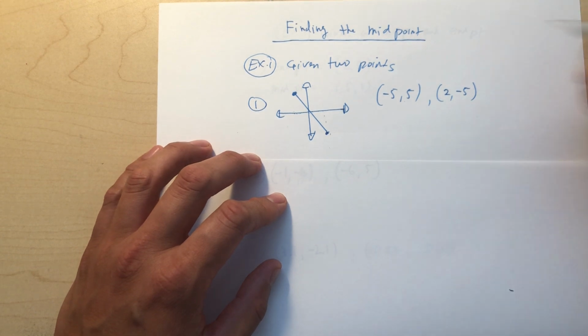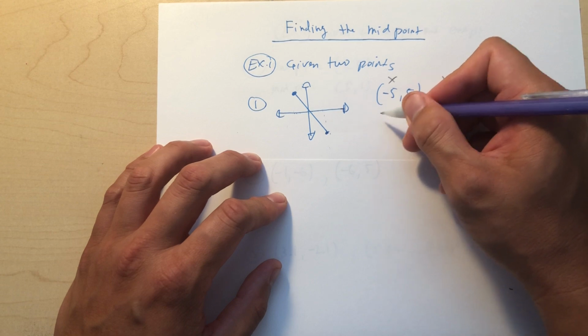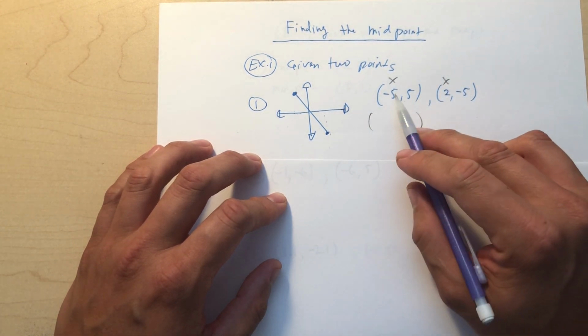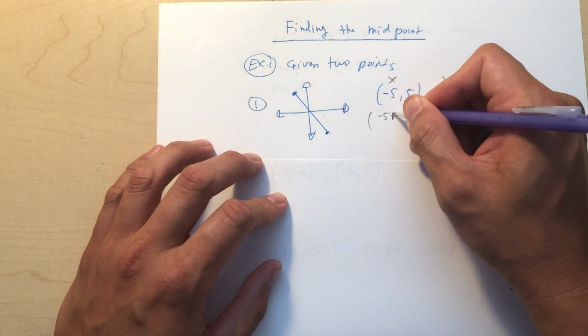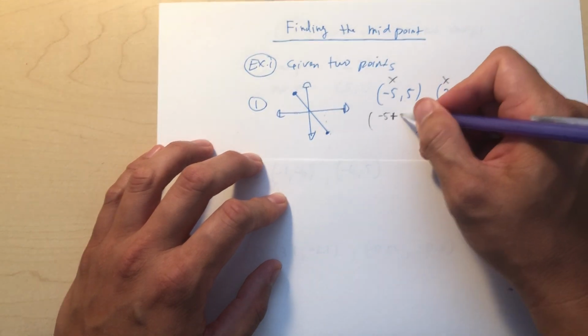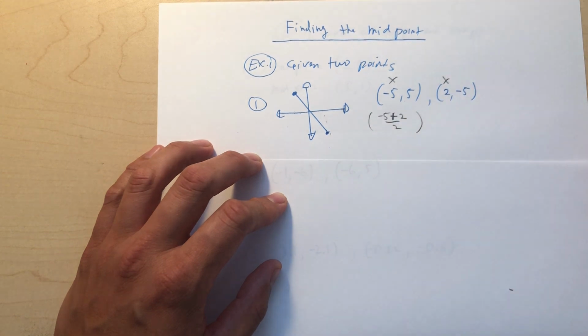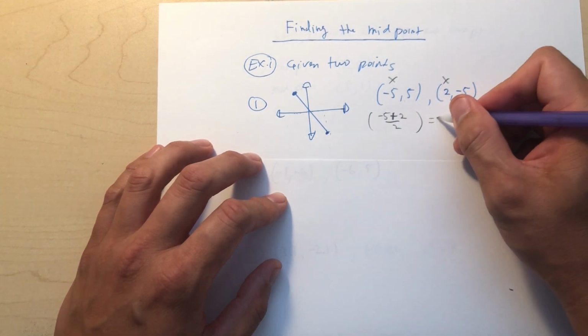Let's do the x first. Okay, so these are your x right there. So all you have to do is just write it like this. If I add those two and divide by 2, so -5, I like to do a big plus sign because I know I'm going to add those two, and then a +2. And if I divide by 2, that's going to give me my x, okay?